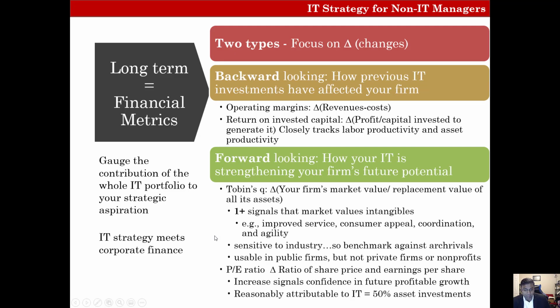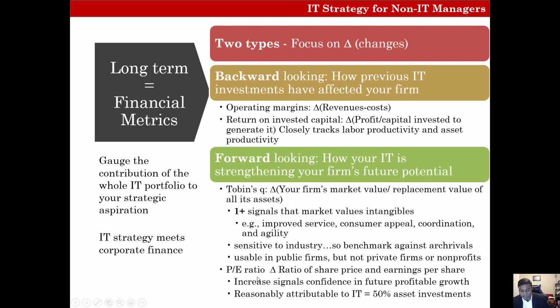And here are some examples of how you can use financial ratios. Tobin's Q is the ratio of the firm's market value divided by the replacement value of all assets. If it's 1 or more, it signals the market value of intangibles, for example improved service, consumer appeal, coordination, agility, and it's sensitive to industry standards because it's benchmarked against your competitors. And of course, this is usable for public firms, not private firms or nonprofits.